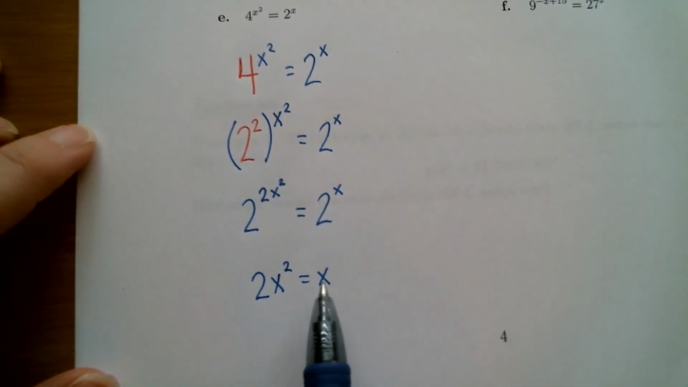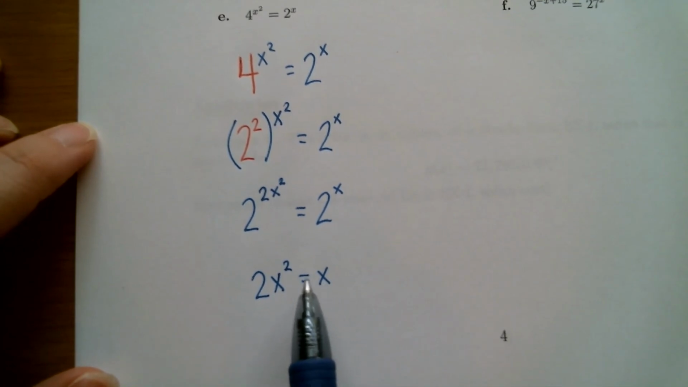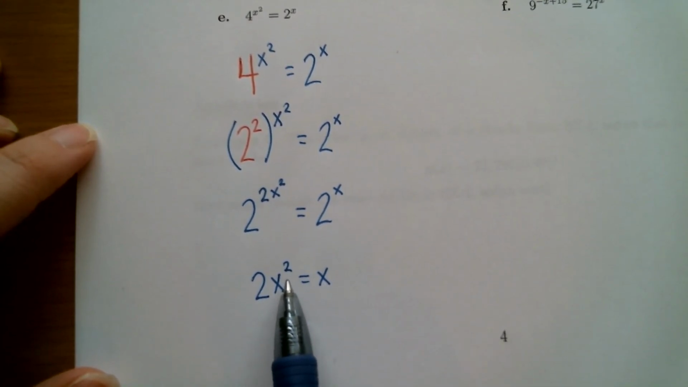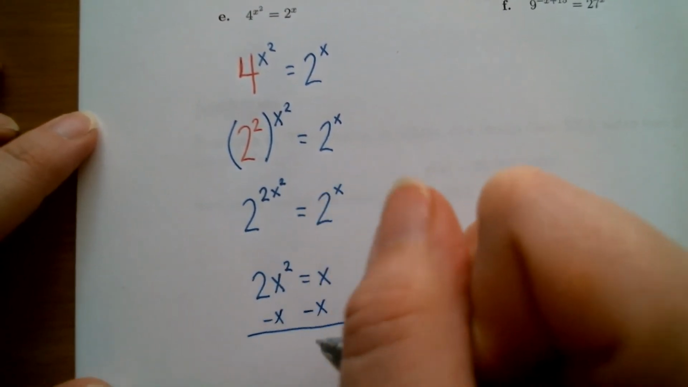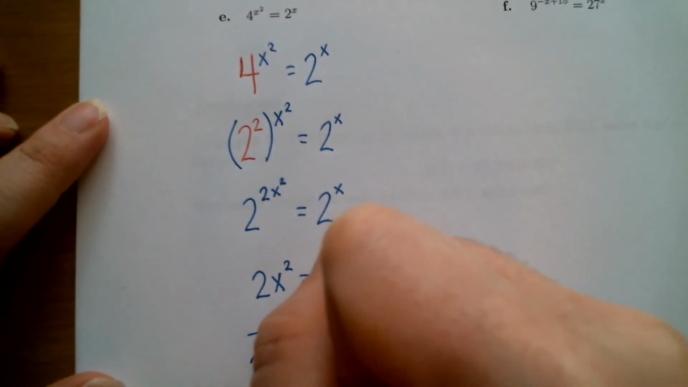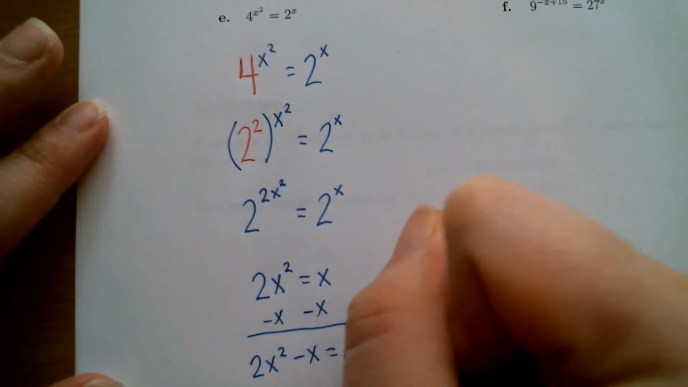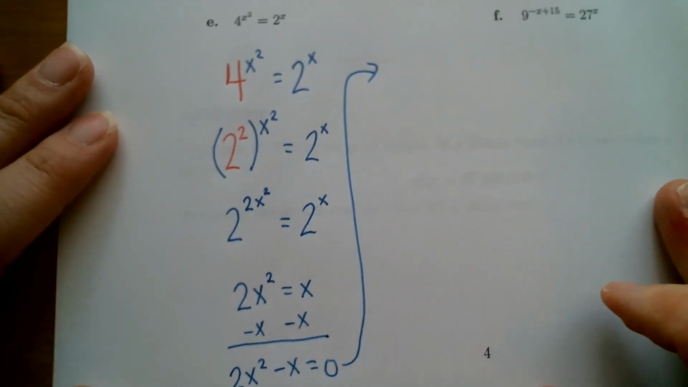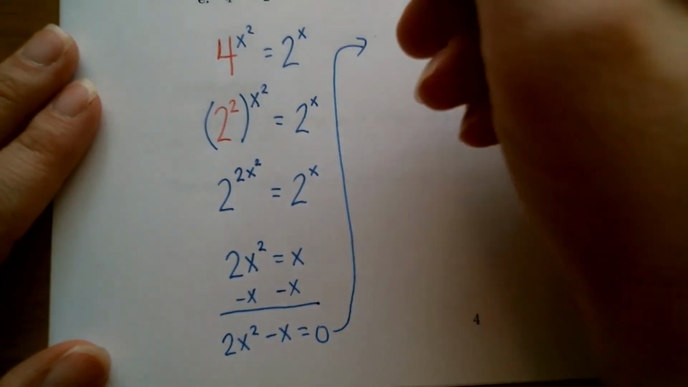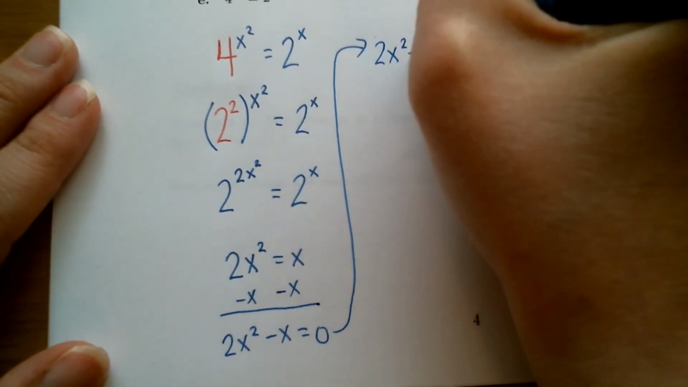This is a quadratic equation. The highest power of x is the second power. So we know in order to solve this, we need to get everything on one side. So we're going to get 2x squared minus x is equal to 0. And then you need to either factor or use the quadratic formula. I'm going to go ahead and factor this one.